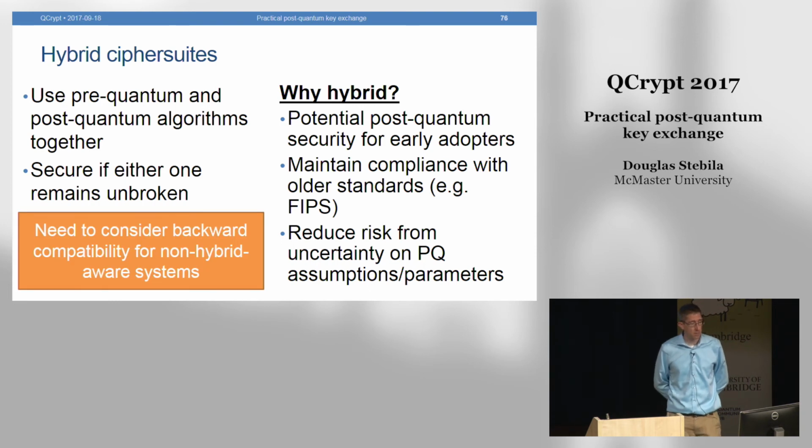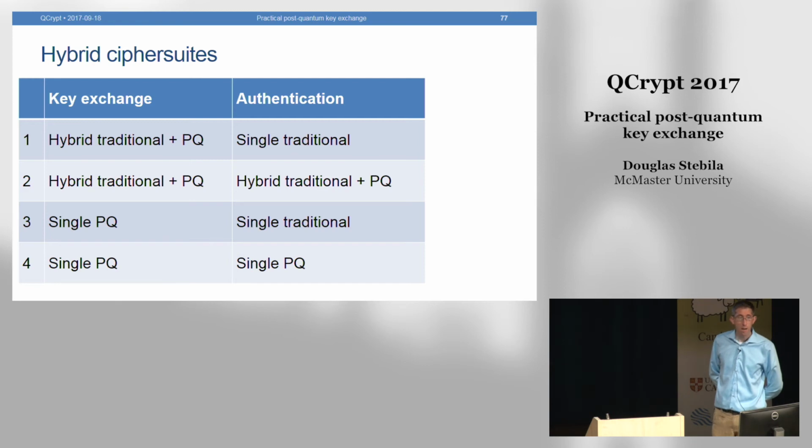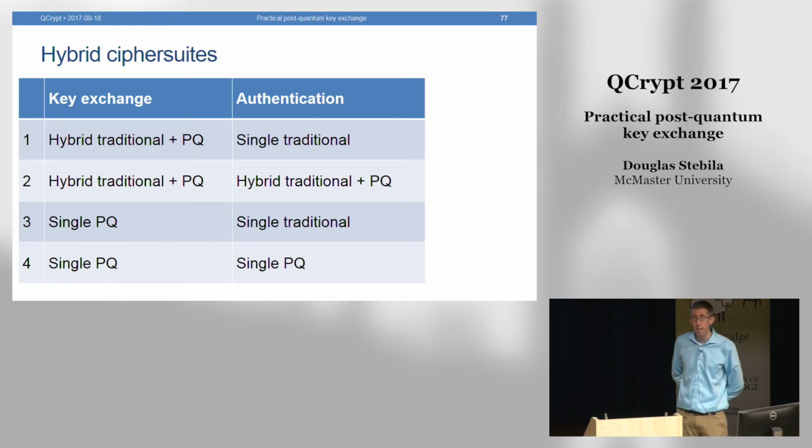Now, if we're going to use hybrid crypto systems, it's important to consider backwards compatibility as well, even for systems that are non-hybrid aware. That was part of what the Google experiment was about. If we're going to move to hybrid cryptography, at least as a transition path, there are 4 possible stages we could go through based on the type of key exchange we use and the type of authentication we use. We could start off with hybrid key exchange, where we use traditional and post-quantum algorithms, but still use traditional authentication. That's what Google did in their example, and what we've done in a few studies as well. We might then move on to using hybrid authentication and eventually switch over to solely post-quantum algorithms.